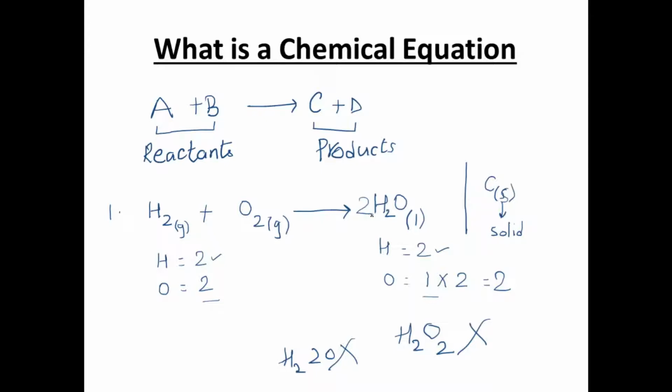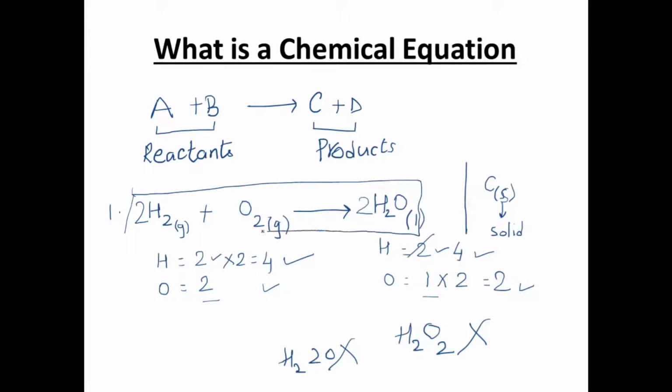Now when I write 2 here, hydrogen becomes 2 into 2, 4. But here hydrogen is 2. So I have to multiply this also with 2 so that it becomes 4. So now 2 has to be written here. Now if you check, hydrogen is 4 and on the product side also hydrogen is 4. So now my hydrogen is balanced in the reaction. Oxygen is 2 and oxygen is also 2. So this oxygen atom is also balanced. So now we can say this reaction is balanced.